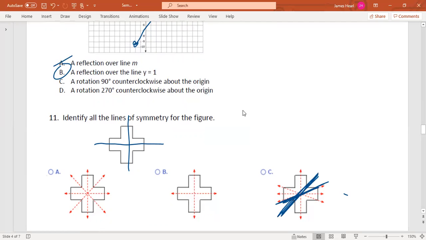So now if the other two you start looking at, clearly B's got this top to bottom and left to right, and so does A, but A has the extra: what if I folded it across a diagonal, and what if I folded across a diagonal? A ends up being the correct answer.